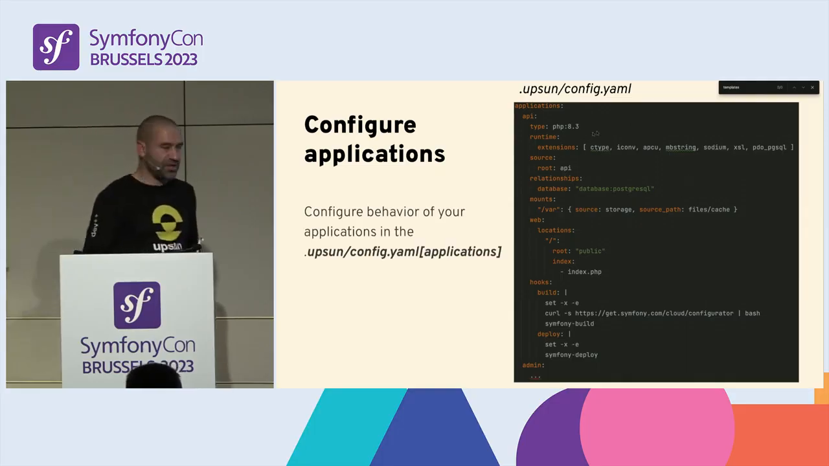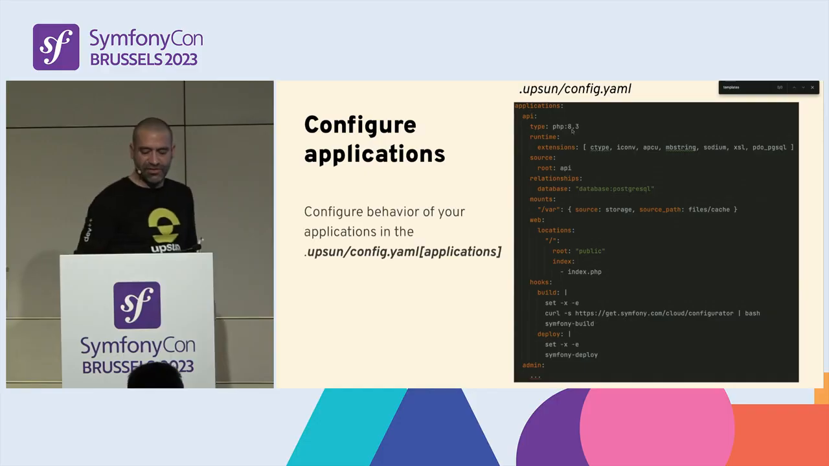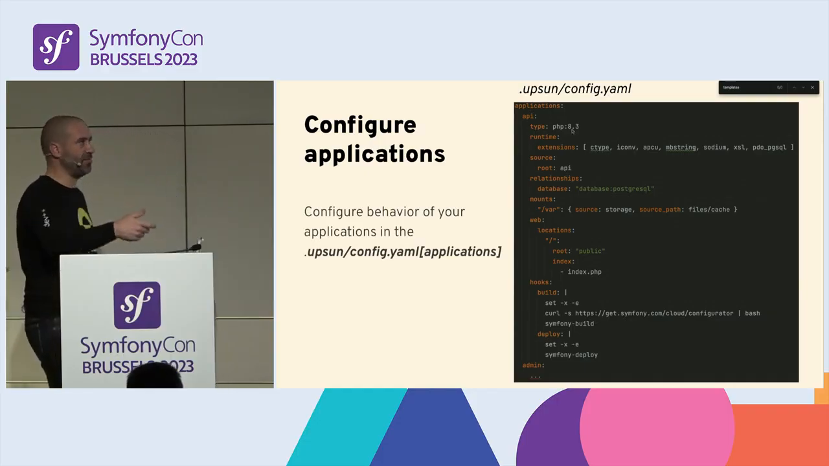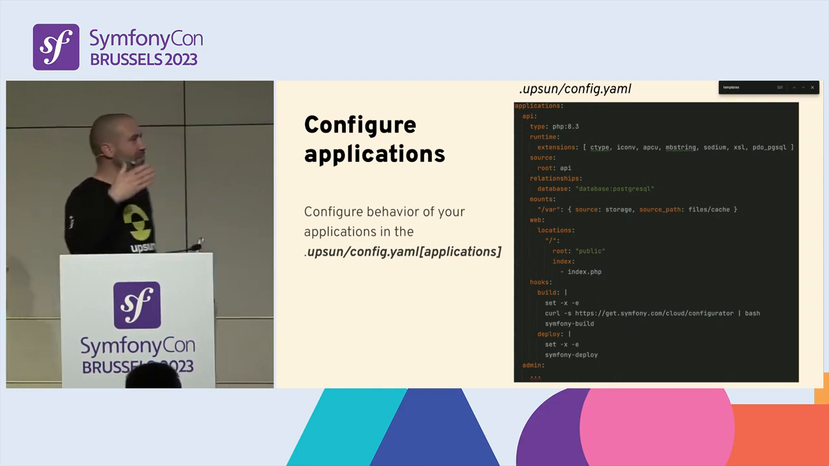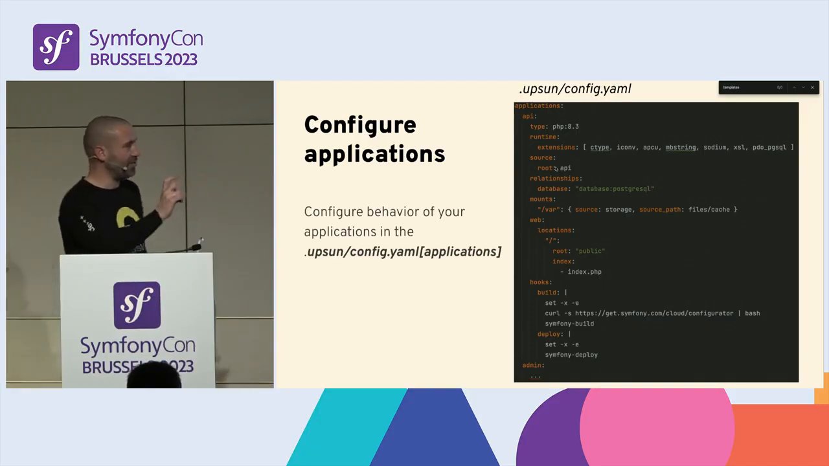For an application, you will define the runtime you want to run. As you can see, you just define the major and the minor version, but not the maintenance version, because each time you deploy your application, we will automatically deploy the latest maintenance version. You can also define all of the PHP extensions that you want to install. Then the source root, that is the folder where your source code is located.